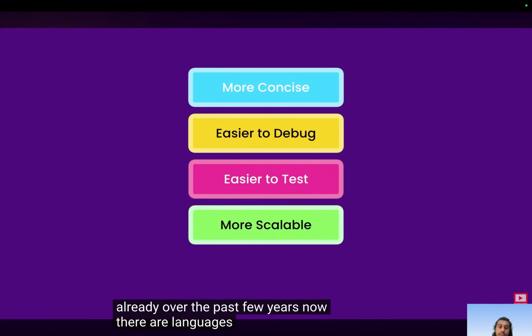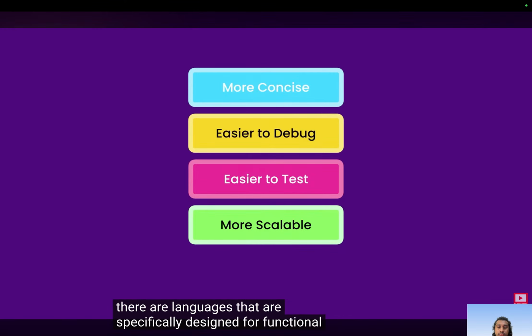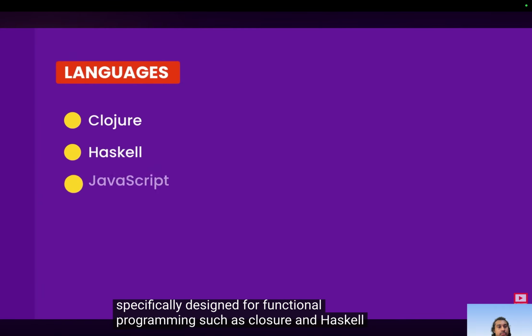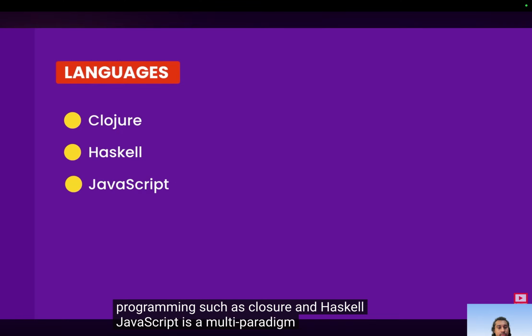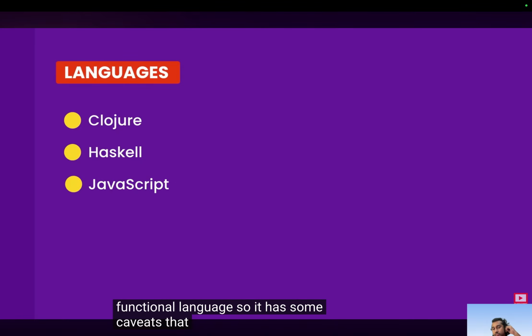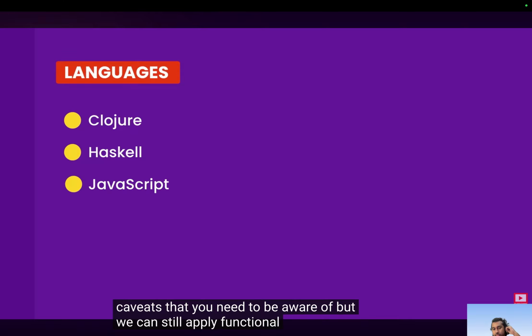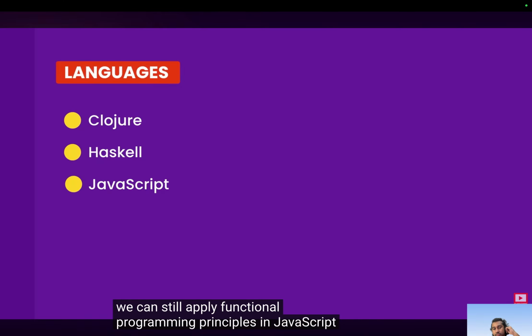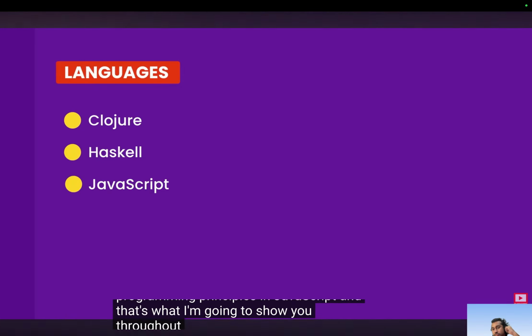Now, there are languages that are specifically designed for functional programming, such as Clojure and Haskell. JavaScript is a multi-paradigm programming language. It's not a pure functional language. So it has some caveats that you need to be aware of, but we can still apply functional programming principles in JavaScript. And that's what I'm going to show you throughout the rest of this section.